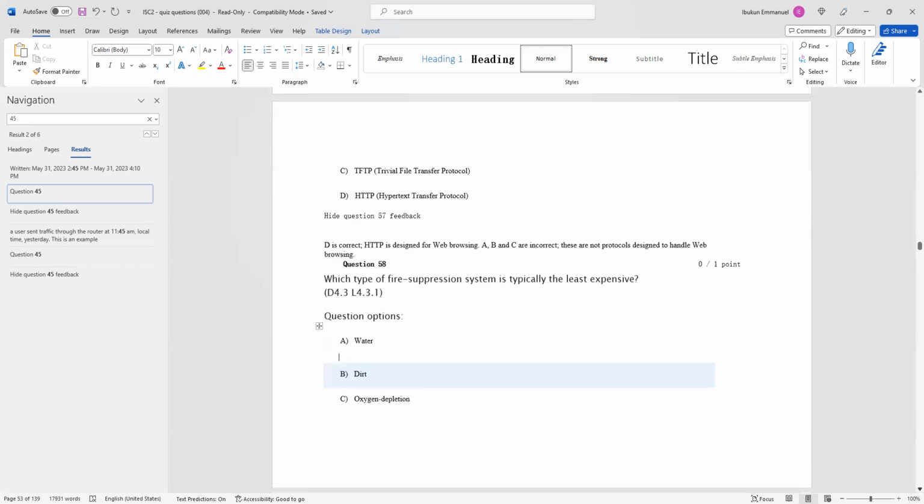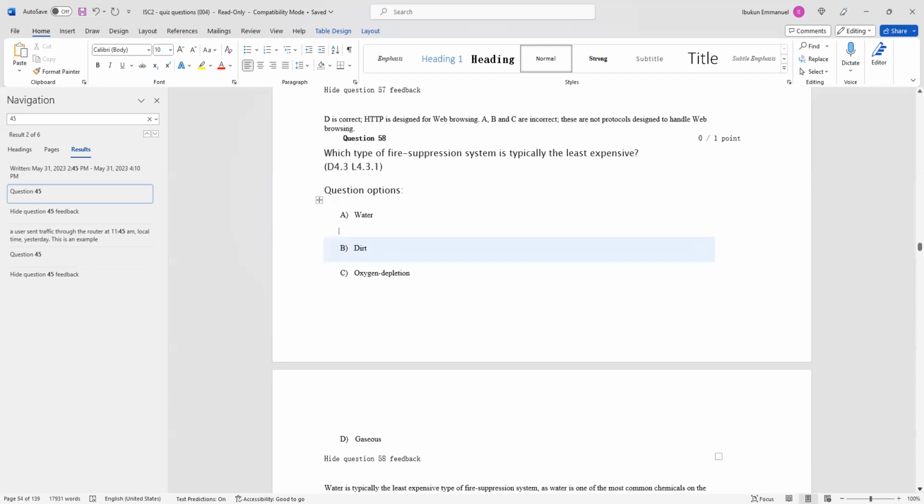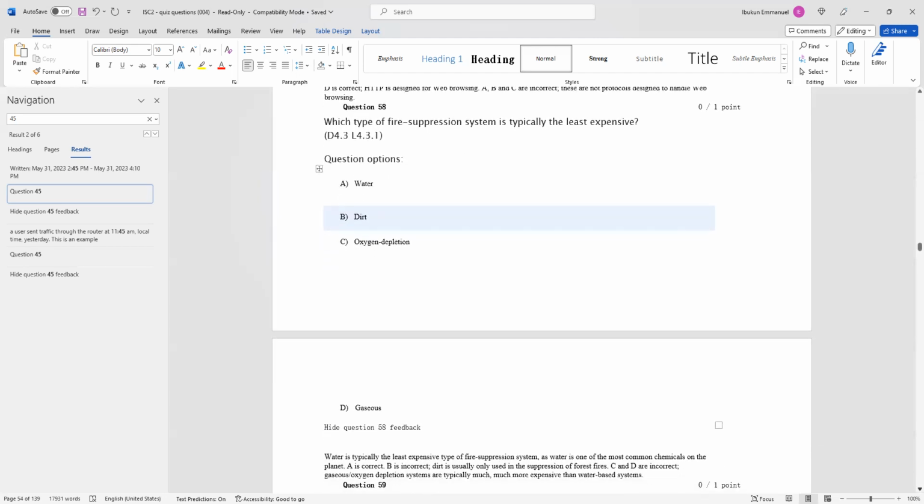Which type of fire suppression system is typically the least expensive? Water is typically the least expensive. That's why water is used. Fire engines carry a lot of water. That is one of the most common chemicals, and it is the least expensive.